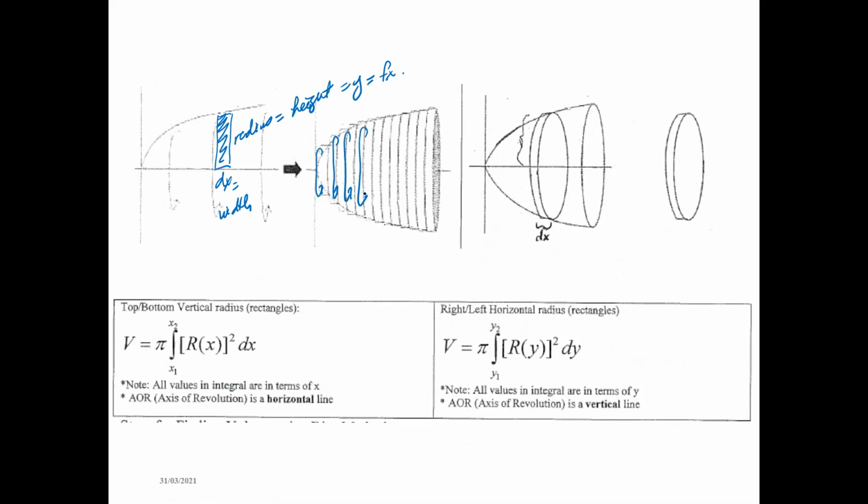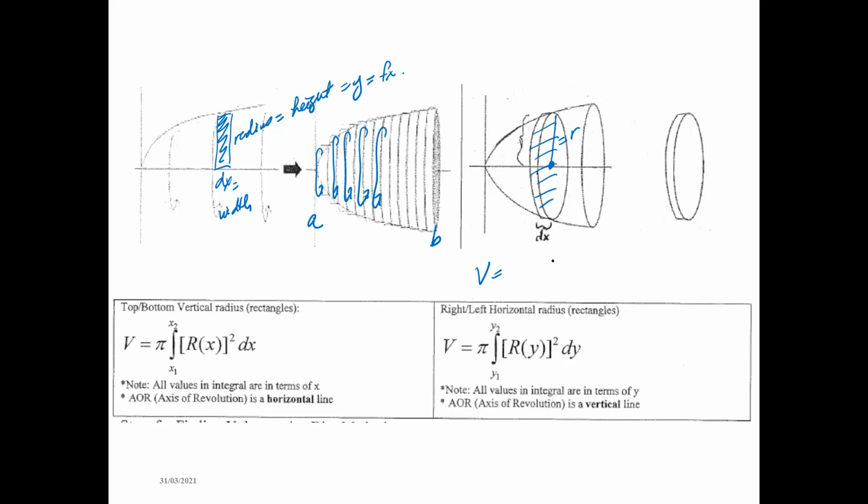You have a stack of disks added together, and you're going to have them from A to B, because with each revolving rectangle, you create a disk. This is your radius of the disk, and you just add them on top of each other. So then your volume is going to be, if you think about it, the area of this circle right here.